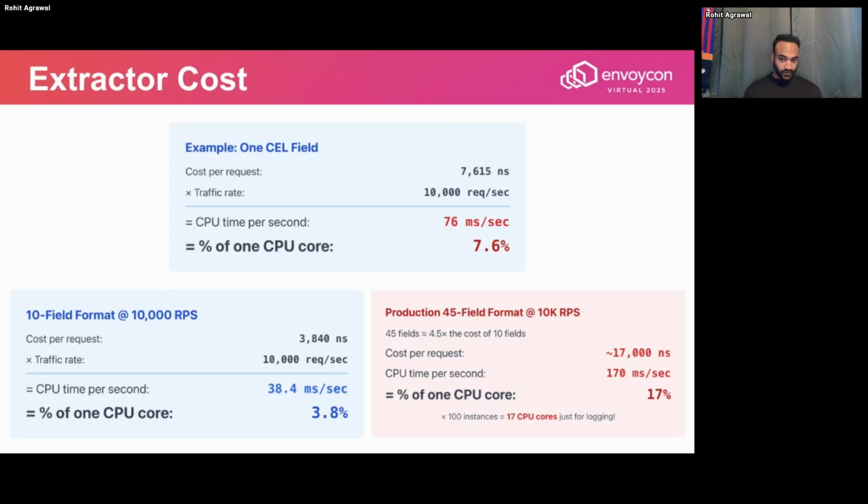And in production, if I do 45 fields, which has CEL and a lot of other extractors, and my cost per log is 17,000 nanoseconds, I'm spending roughly 17% of a CPU core just to log. And if I multiply this with 100 instances, I'm burning 17 CPU cores only for logging.